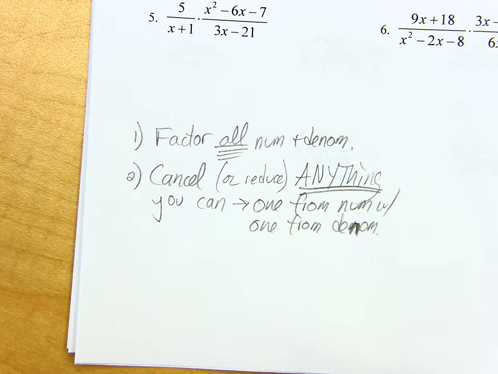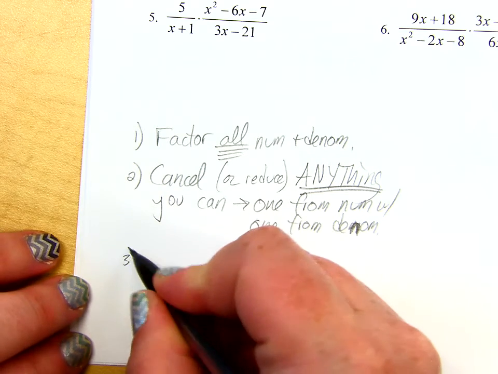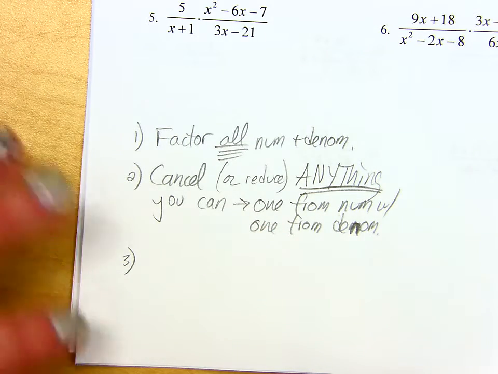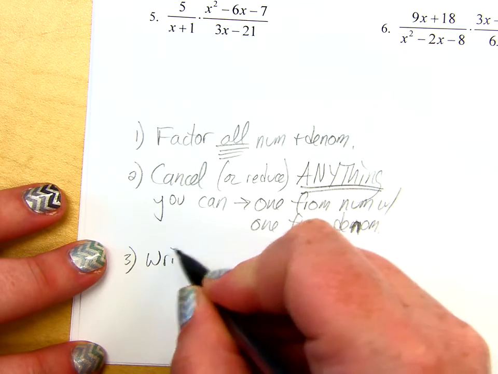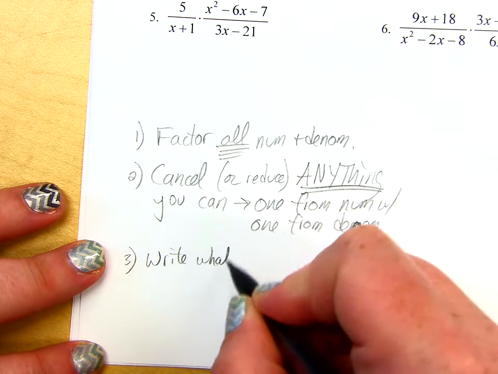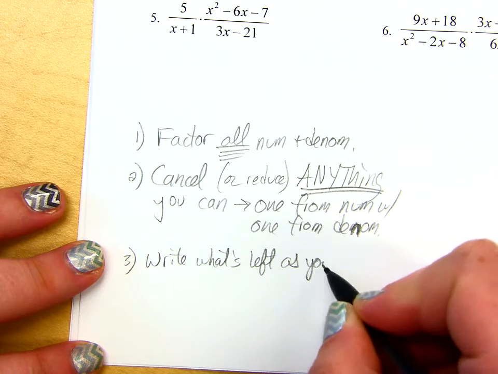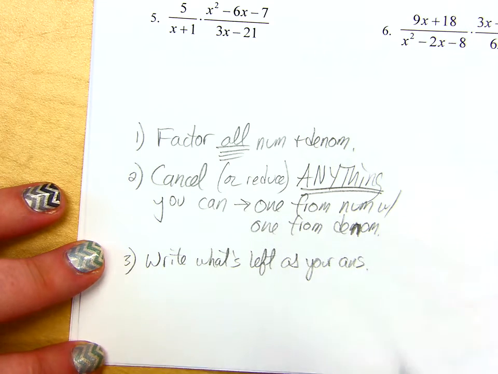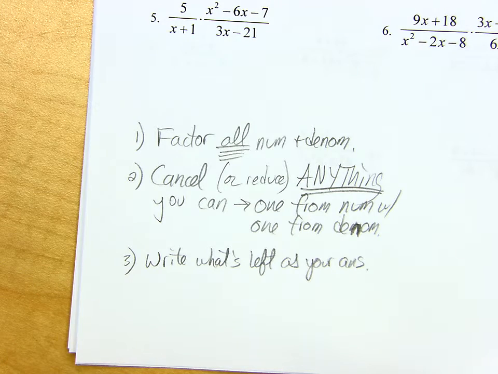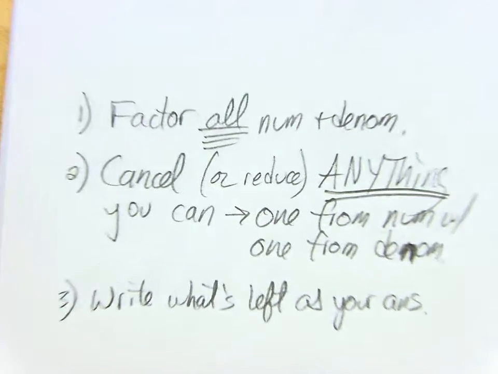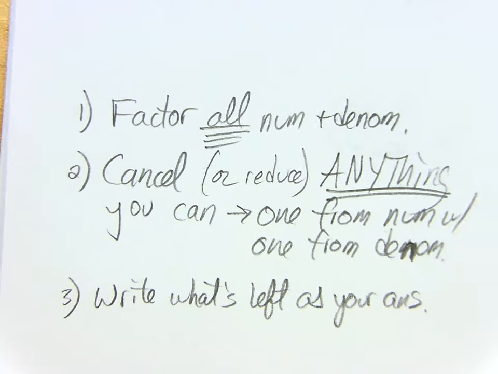So then, once you go to town canceling everything out, then your last step is just to write what's left over. Right? What's left as your answer. That's it. 1, 2, 3. Easy as can be.